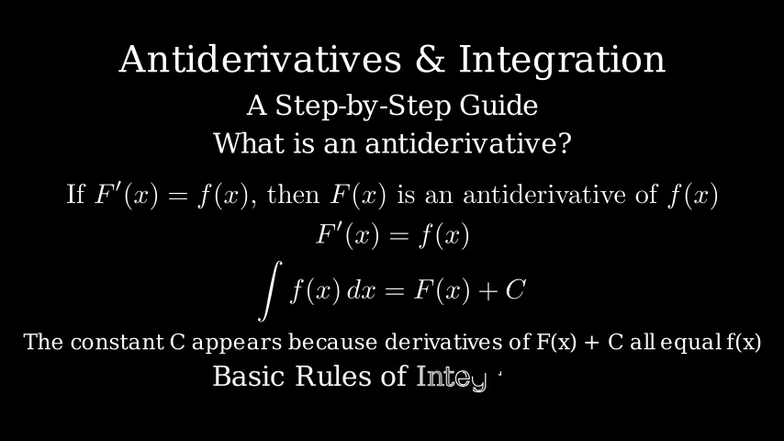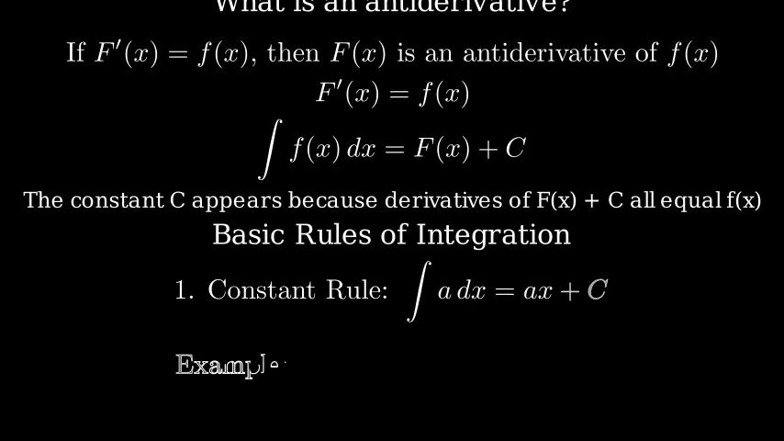Now, let's explore the basic rules of integration that will help us find antiderivatives efficiently. The first rule is the constant rule. The integral of a constant a equals ax plus c. For example, the integral of 5 dx equals 5x plus c.